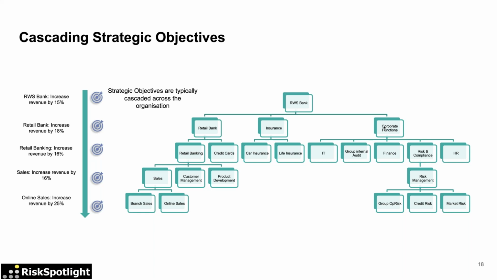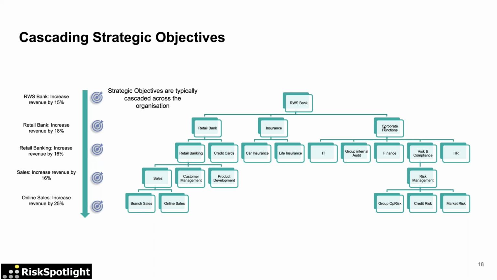So in that case, a group level objective has been cascaded to a head of a division. Then the head of the division may cascade this down. So he would say that, okay, we have retail banking and credit cards. So the retail banking team needs to increase the revenue by 16% for the retail bank to achieve its objective. And then they would cascade it down further. And then at the end, you will end up with the online sales team. So whoever is the head of the online sales team would get the target that they need to increase the revenue by 25%.